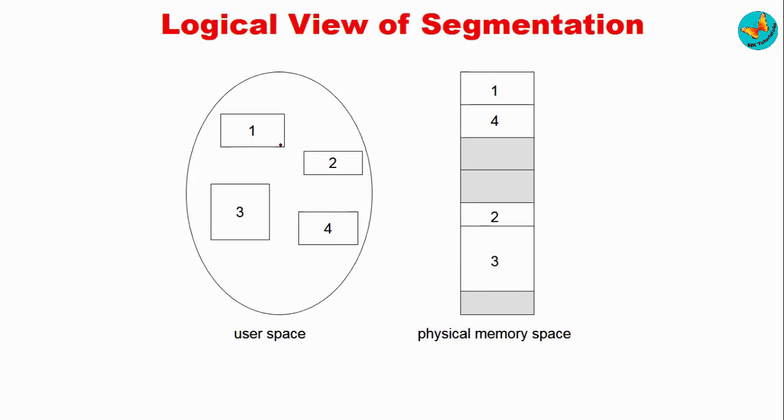So the first segment is put here, then the fourth segment is put here, which means the process address space is put non-contiguously. It's not necessary that I have to put 1, 2, 3, 4. No, it's not like that. I could put it anywhere. So this placement is called non-contiguous. Yes, it is not in contiguous memory locations. And that is the advantage of using paging as well as segmentation.